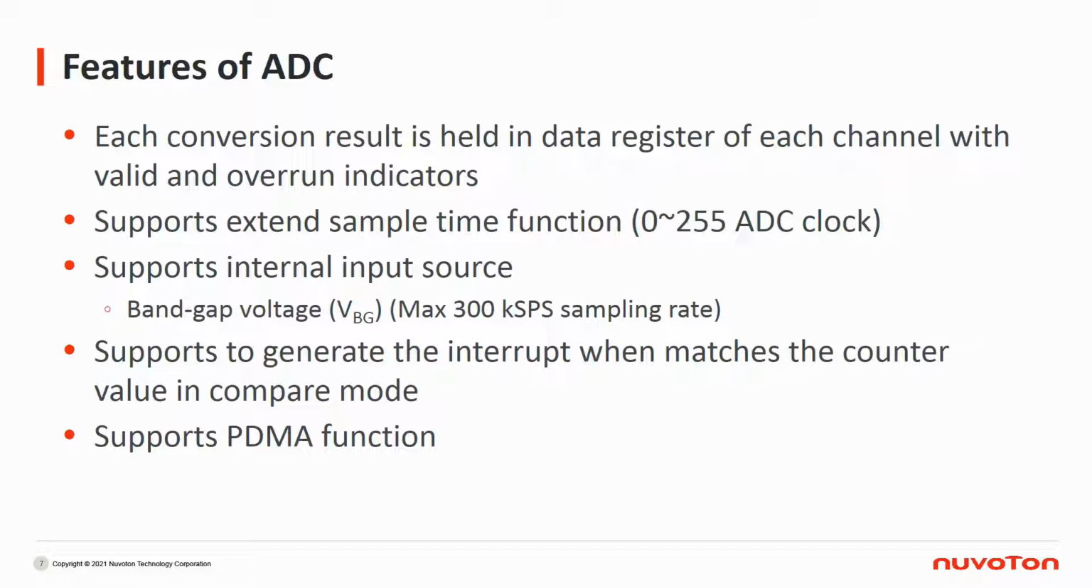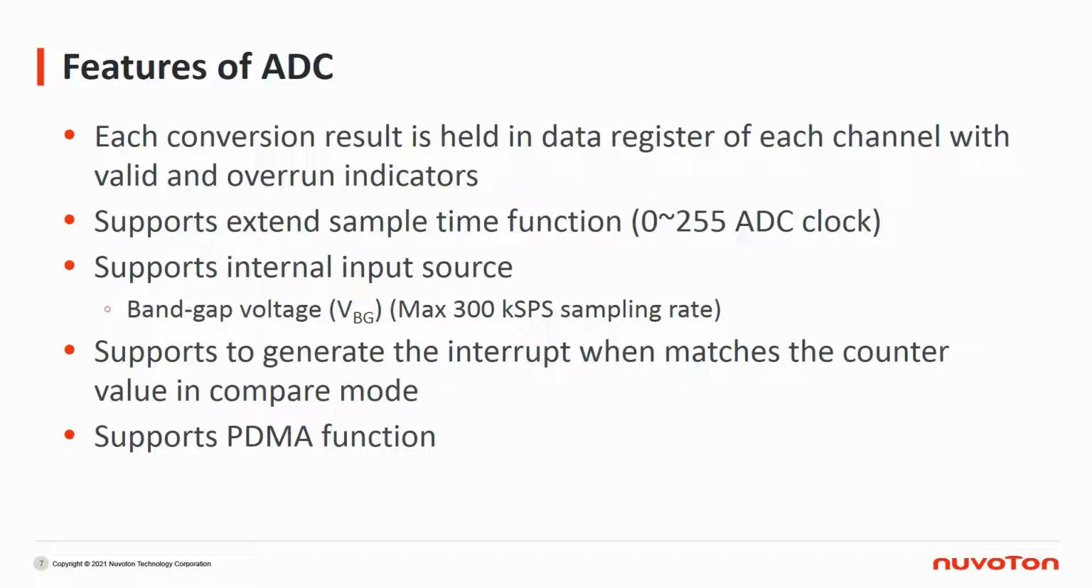Some analog circuits may have higher input impedance. Higher input impedance takes longer to charge up the capacitor. Therefore, ADC could handle such situations by extending the sample time. By extending the sample time, it will have more time to charge the capacitor, and then ADC could get a more accurate value.